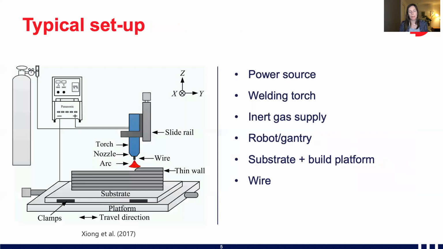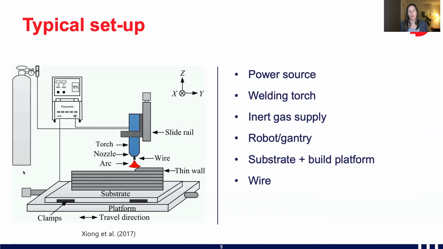A typical setup I've got just depicted here. So we'll have some sort of a power source here. We have our welding torch there. We have something manipulating that torch. We have our product being built up here. Thin wall it's got. So typically WAAM structures are thin walled structures, and I'll talk a little bit about that in a sec. We build our structures on a substrate, which is typically clamped to our platform.